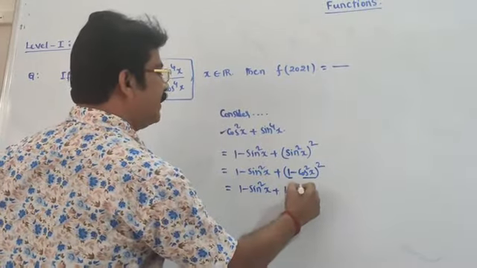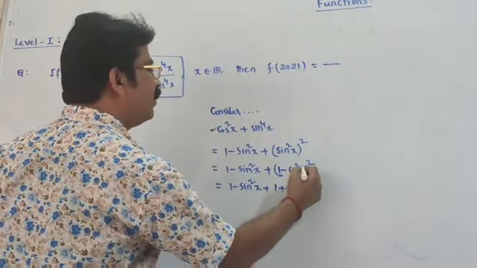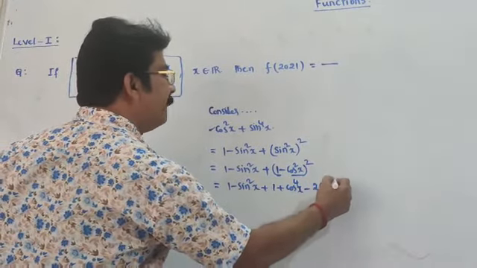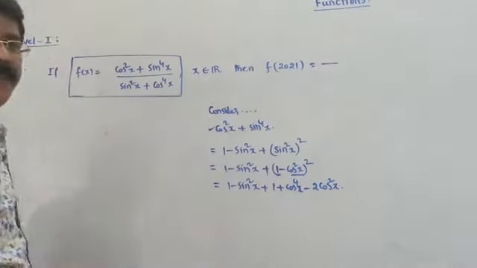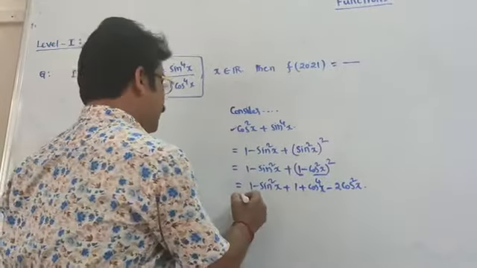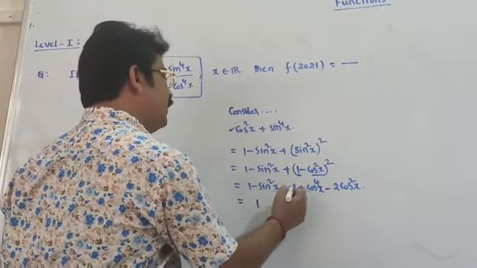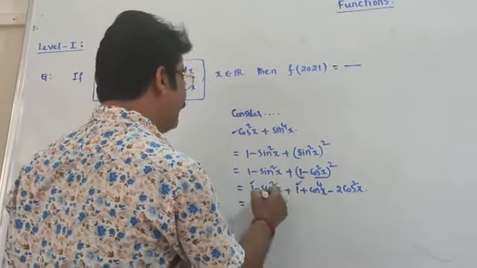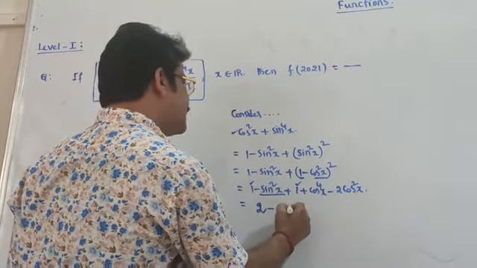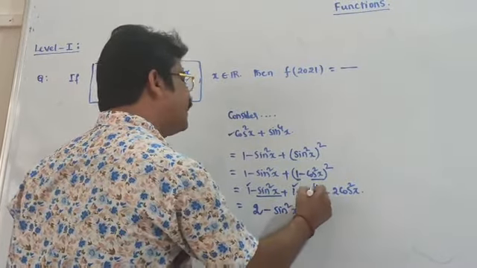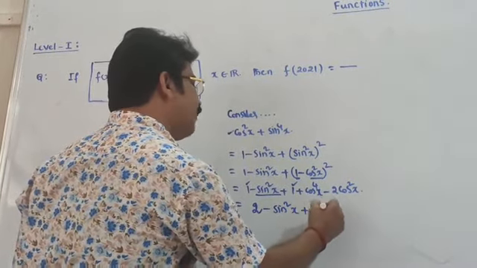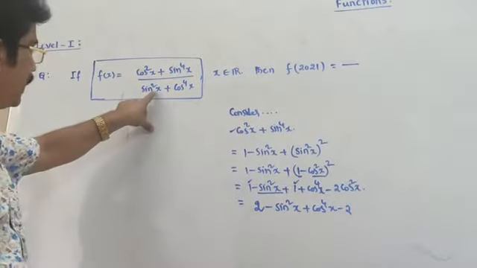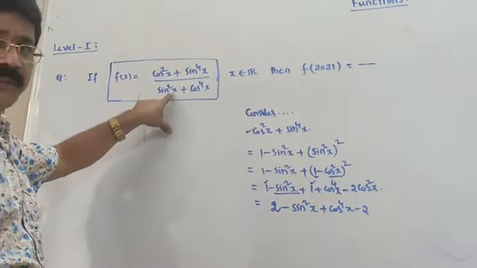a square plus b square minus 2ab, by using (a minus b) whole square. So that is equal to 1 plus 1, that is equal to 2. Okay. Next, minus sin square x plus cos to the power of 4x minus 2. So we need not write or express cos square.